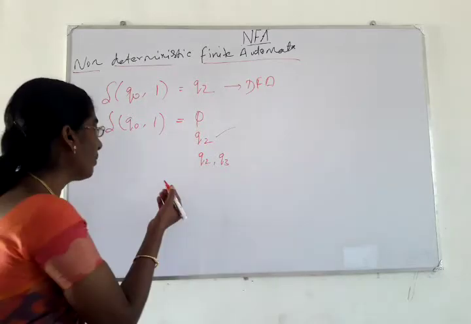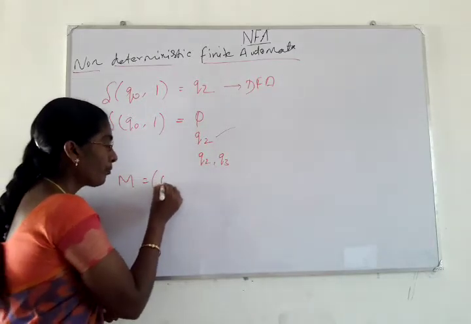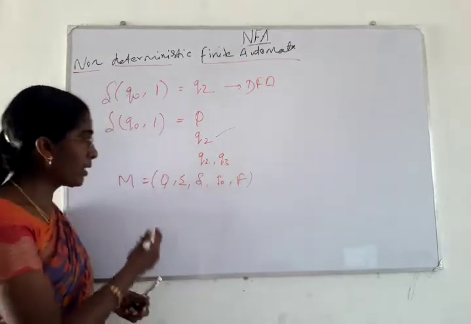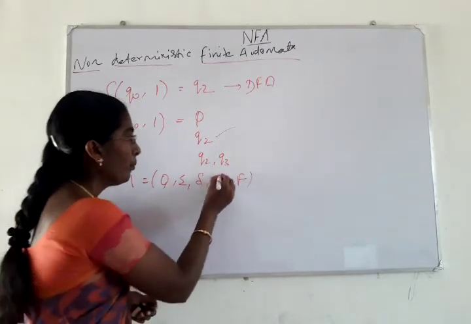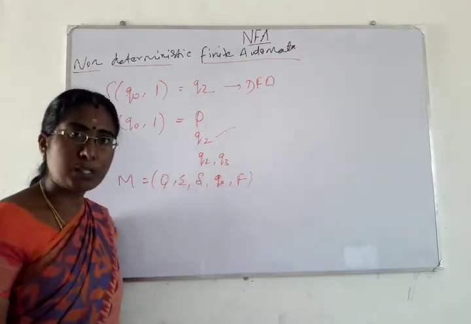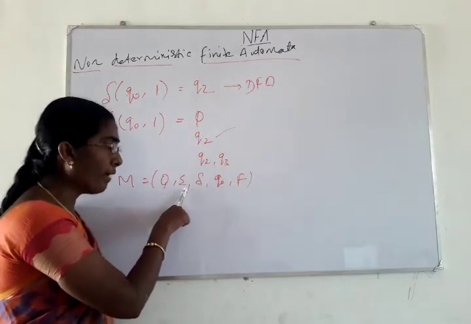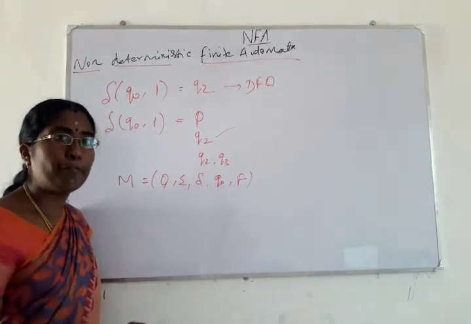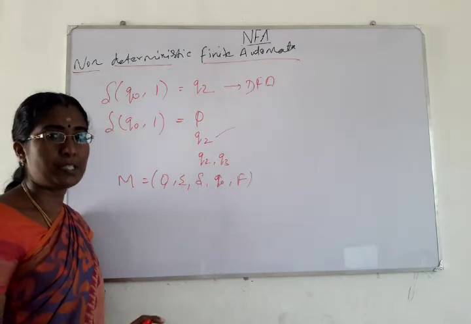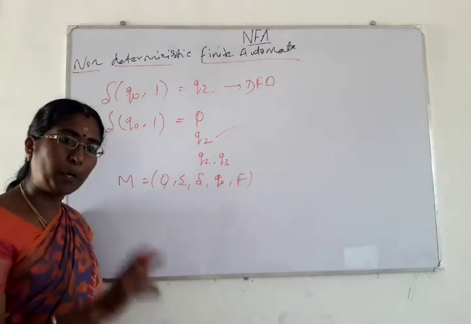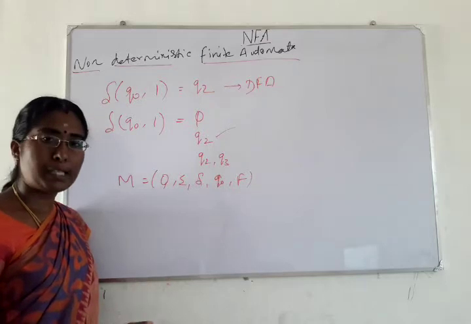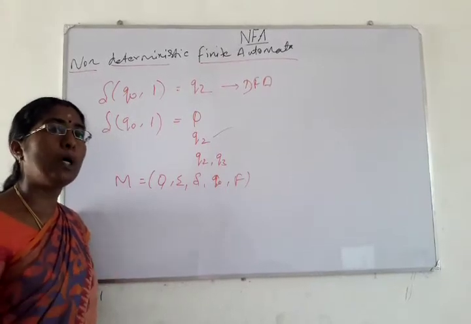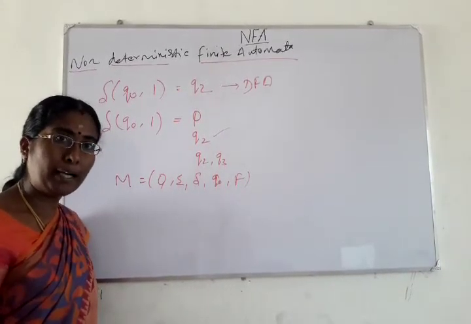But the formal definition will be the same, that is M = (Q, Σ, δ, Q0, F). This is common for both DFA and NFA. Both DFA and NFA have the same formal 5-tuple: a finite set of states, a finite set of alphabets, Q0 the start state and F the final state. The only difference is how we define the transitions. In DFA, there must be exactly one transition for each and every input symbol from each and every state. But in NFA, the transitions may be 0, 1 or more. That is the major difference between DFA and NFA.